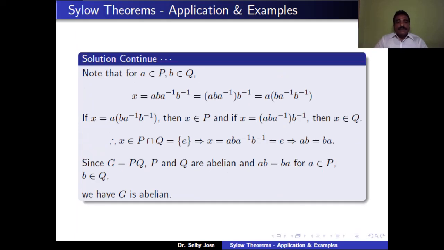So similarly as before, a is in P and b is in Q, then you can write it in two different ways, and using the normality of P and Q in G, we get a b a inverse b inverse belongs to P intersection Q, and P intersection Q contains only identity. Therefore, we get ab is equal to ba. That means if a is in P and b is in Q, then ab is equal to ba. And since G is equal to PQ, P and Q are abelian, and ab is equal to ba for all a in P and b in Q. Therefore, G is abelian.